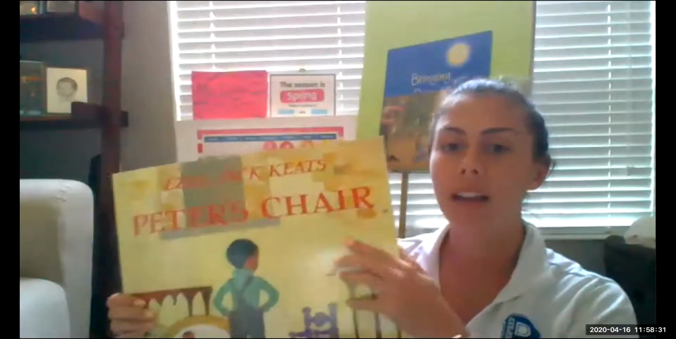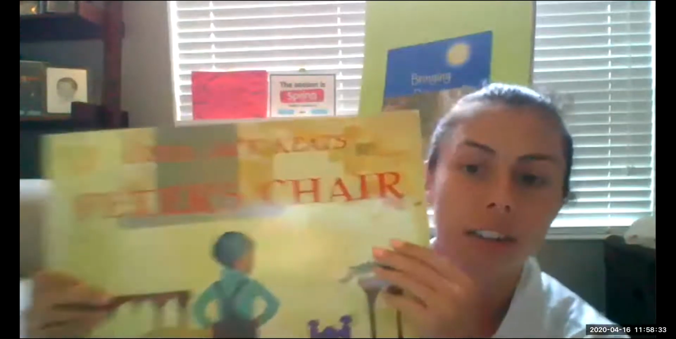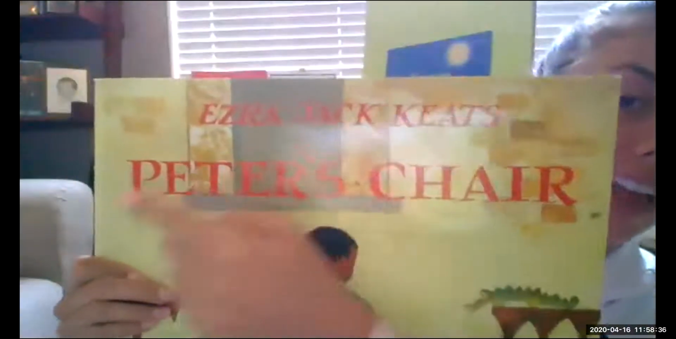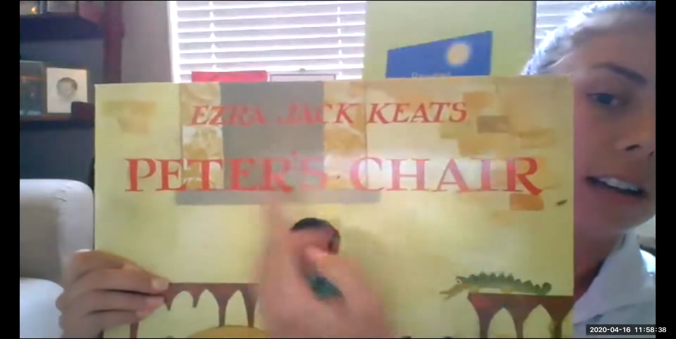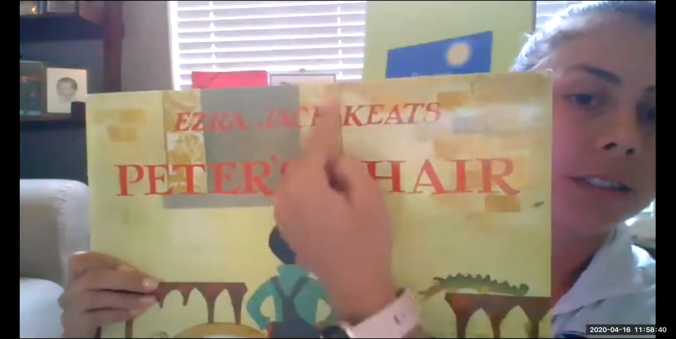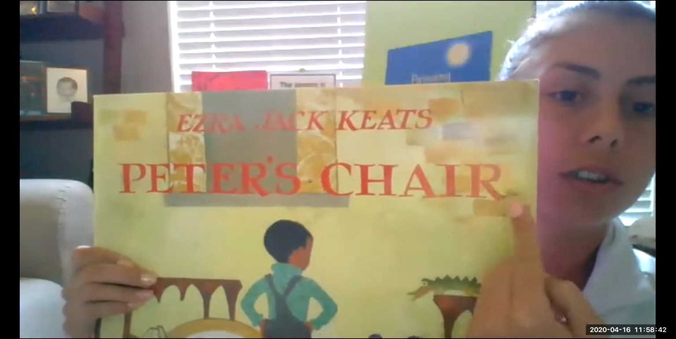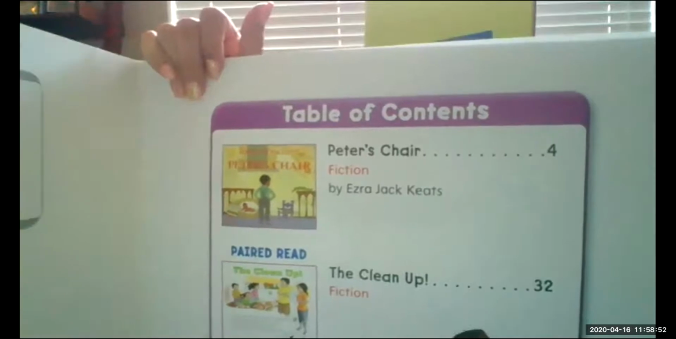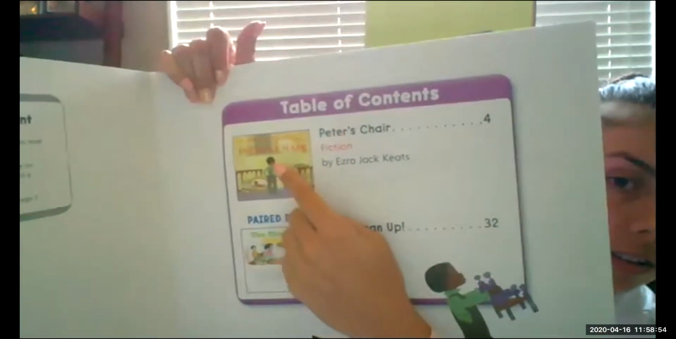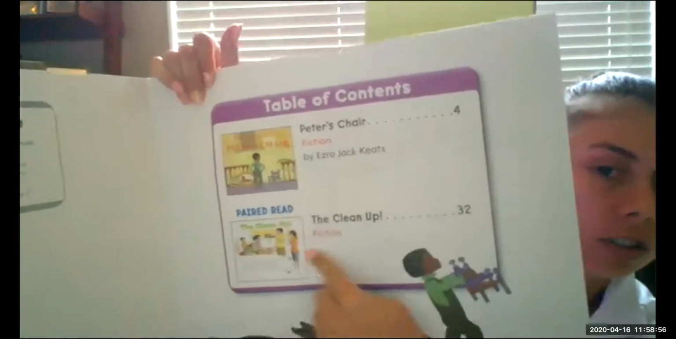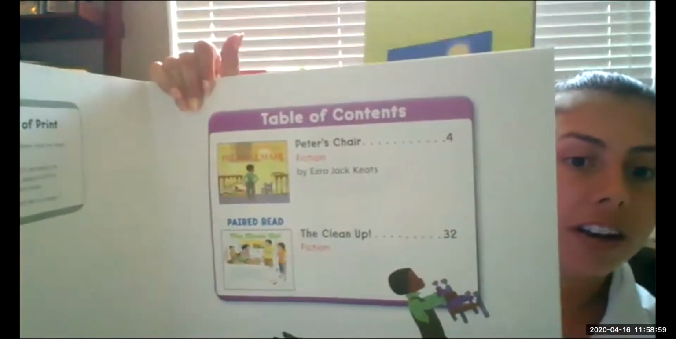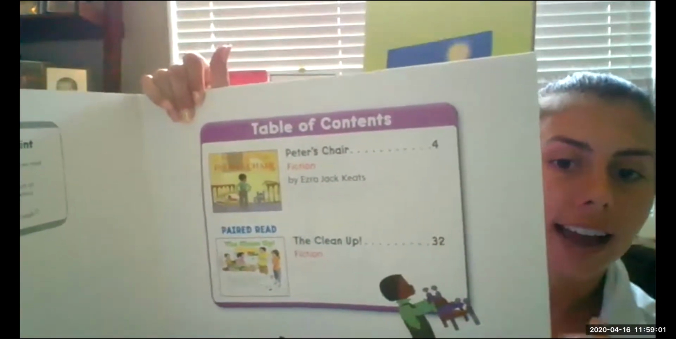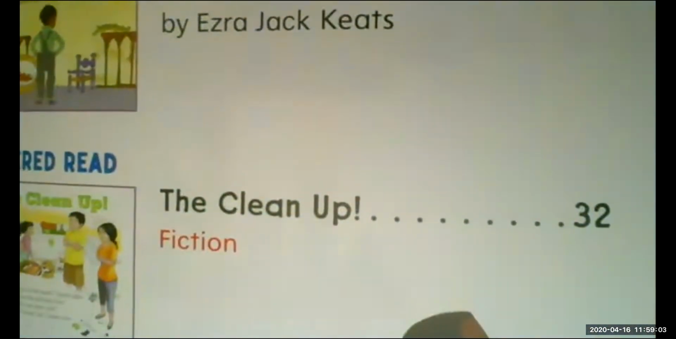Now let's count how many words are in this title. Remember that words are groups of letters separated by a space. 1, 2. There are 2 words in this title. If I open up the page, I'm brought to the table of contents. Now, this book has 1, 2 stories in it. We are going to read the second story today. So what page do we need to go to?